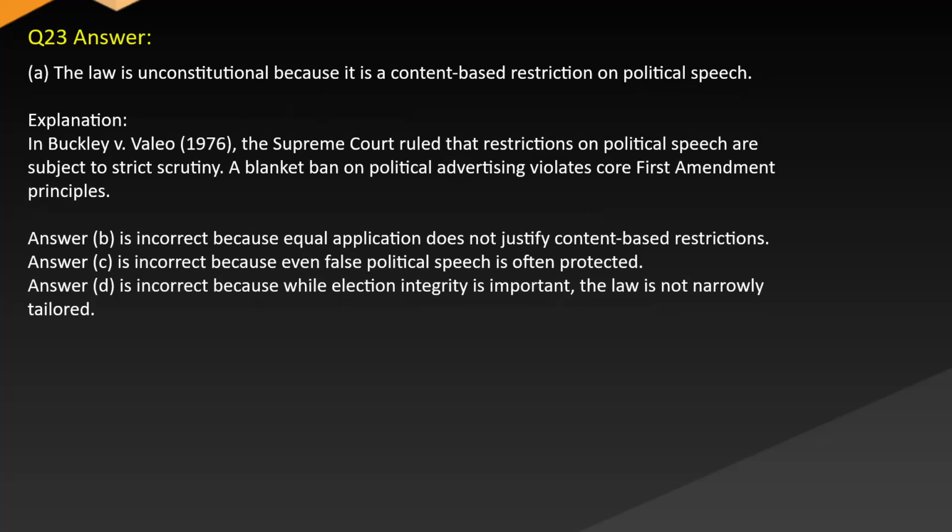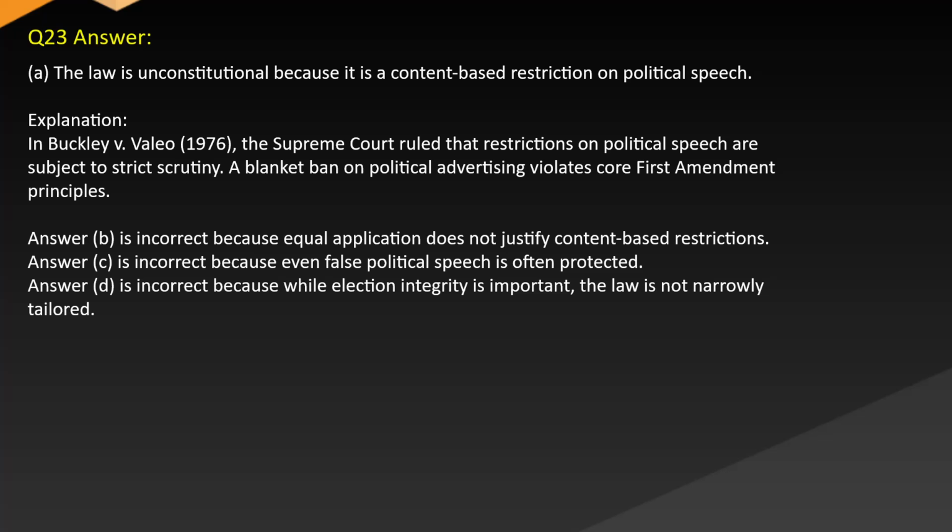Answer A. The law is unconstitutional because it is a content-based restriction on political speech. Explanation. In Buckley v. Valeo, 1976, the Supreme Court ruled that restrictions on political speech are subject to strict scrutiny. A blanket ban on political advertising violates core First Amendment principles.